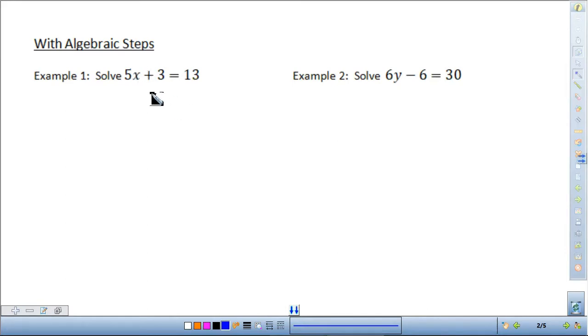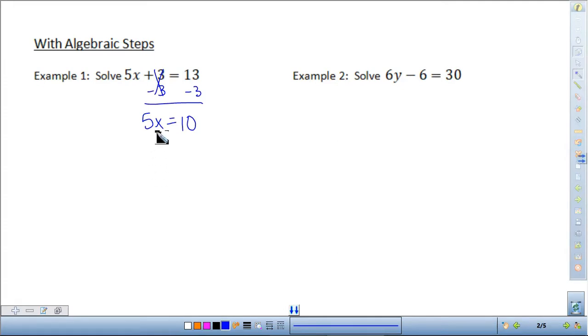So in this case, first thing we're going to do is subtract 3 to get rid of that. Now we have to remember that we have to keep the equation balanced, so we want to make sure that we do that on both sides. 3 minus 3 is going to cancel out. It's going to become 0. So on the left side, all I'm left with is 5x. On the right side, I have 13 minus 3, which would give me 10.